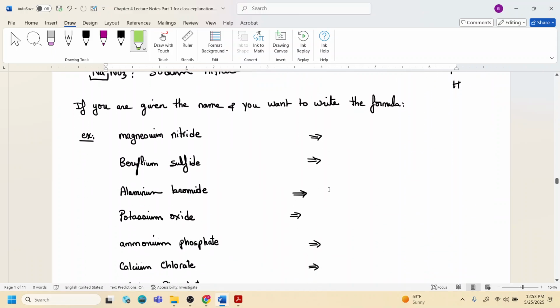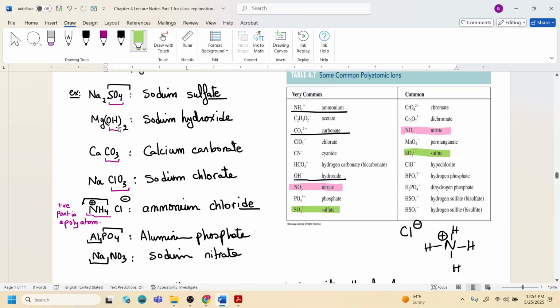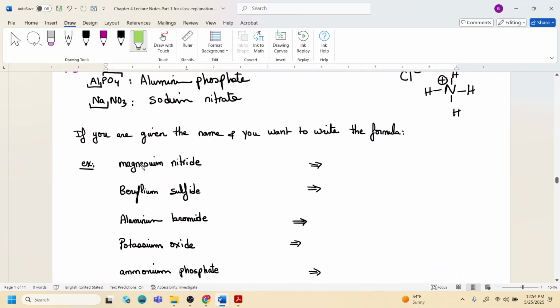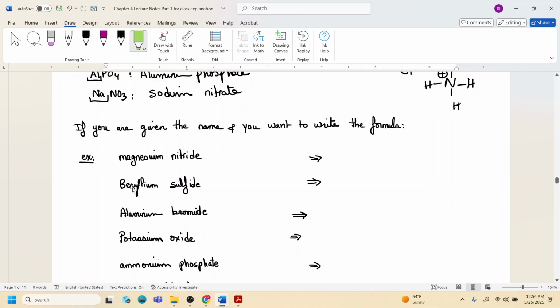Let's continue. Now if I give you the name and ask you to draw the formula of the compound, before we had the formula and we were naming it. Now it's the opposite. I give you the name and I want you to draw the formula. So you want to make sure to draw the right number of atoms in the formula. You have to pay attention to the charges. You know that all of these are ionic bonds, so you have to pay attention there.